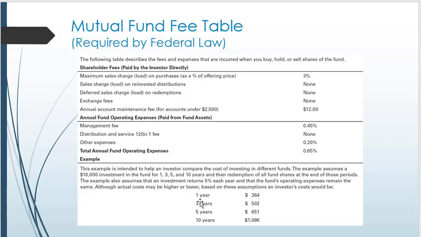So for 1 year, it would cost you $364 to own this mutual fund. Again, it's a $10,000 investment. For 3 years, $502. 5 years, $651. For 10 years, $1,086. So think about it. Divide 1,086 by 10 years. Essentially, it's costing you about $108 a year to own this mutual fund. If you owned it just for 1 year, it would be $364 for the entire year.